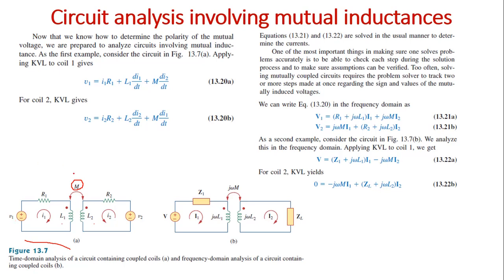The first part of the circuit has a voltage source V1 connected to resistance R1 and L1. The second part has L2 connected with R2 and another source V2. In the first part the current flows in this direction, and in the second part it is like this, in the anti-clockwise direction. The direction of current is important because it determines the polarity of the mutual voltage.